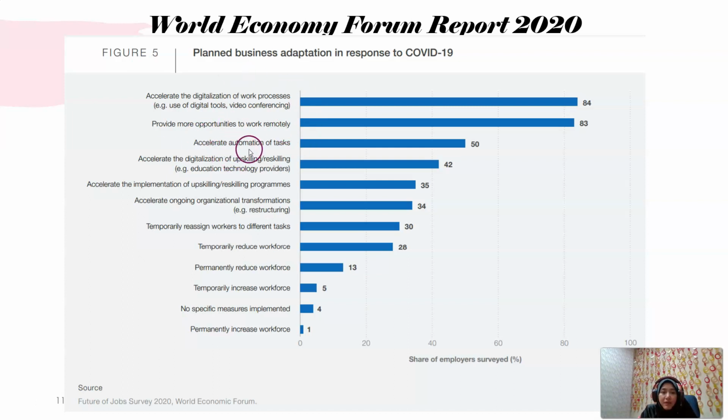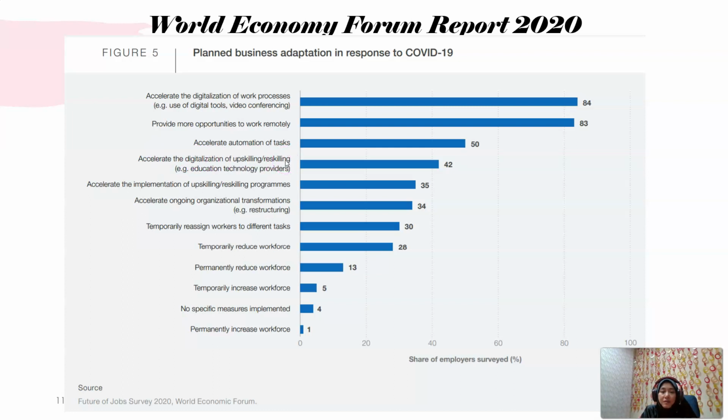And then accelerated automation of tasks. Most of the time, when we want to digitalize, we will try to automate our tasks to make them easier. For example, before this, you needed to register your subject physically. You needed to come to the campus, but now you can register online, and you have the same process using the automation concept.